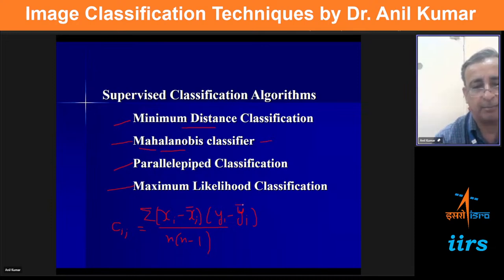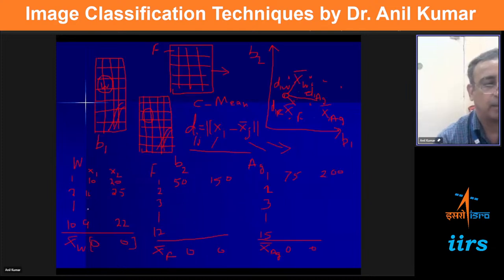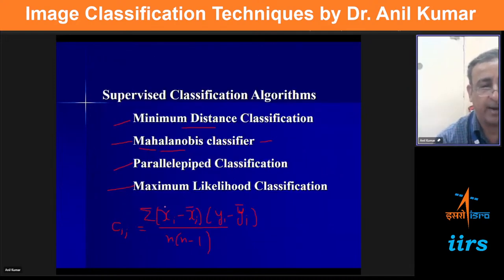These are mean elements. So if you see here in the training data, you have the elements on each band, 10 elements, and its mean value. So in this equation, this is the element and this is the mean. This is the element and this is the mean. So you have to go on doing it for all the elements.